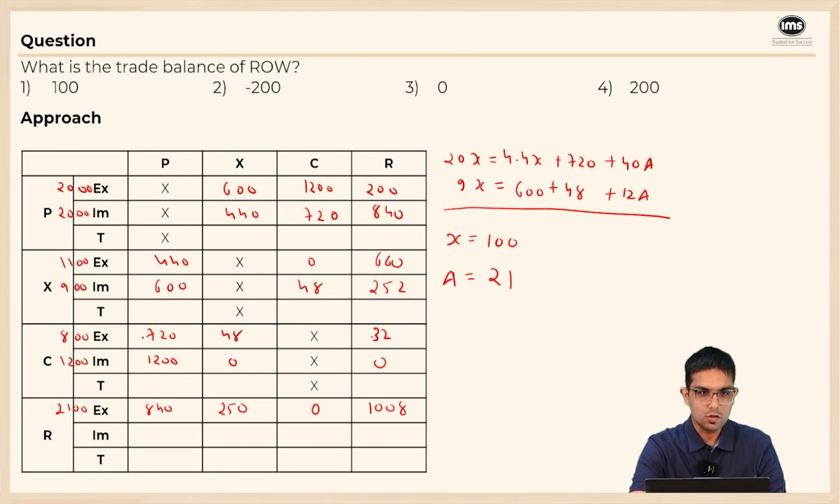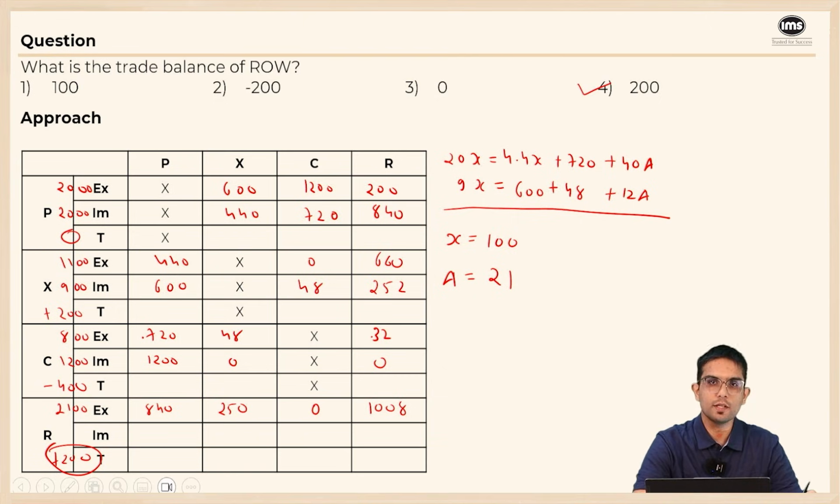The next question says, what is the trade balance of ROW? Now for the trade balance for ROW, we need to understand the total trade balance of the entire world is always 0. The trade balance for P is 0. For X it is plus 200. For C it is minus 400. So overall we are at minus 200. So to make it balance, the rest of the world must have plus 200, and hence your answer is plus 200. Fourth is the correct answer.